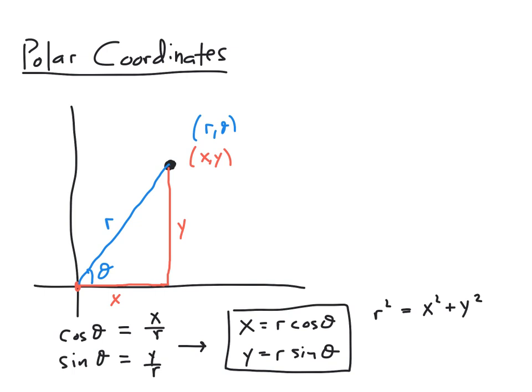Likewise, if we want to get theta, x, and y involved, we see that tangent theta is equal to y over x. And so these are the ways to compute from xy to r theta.